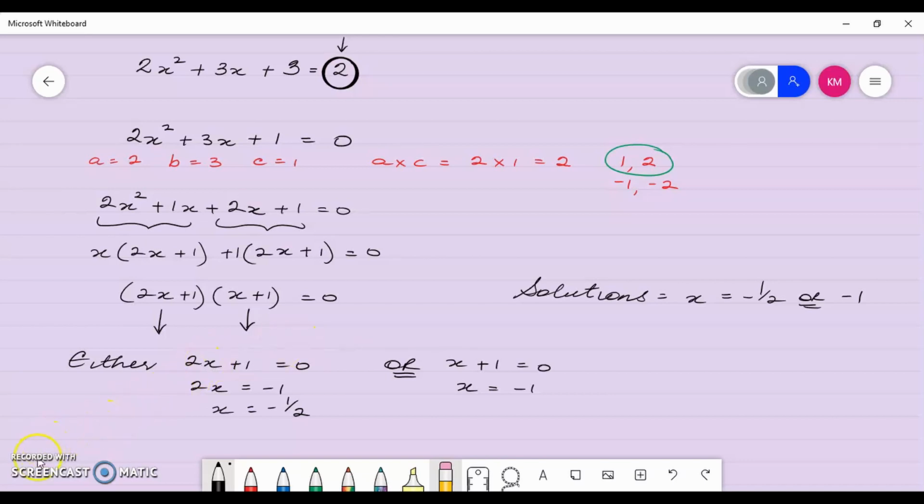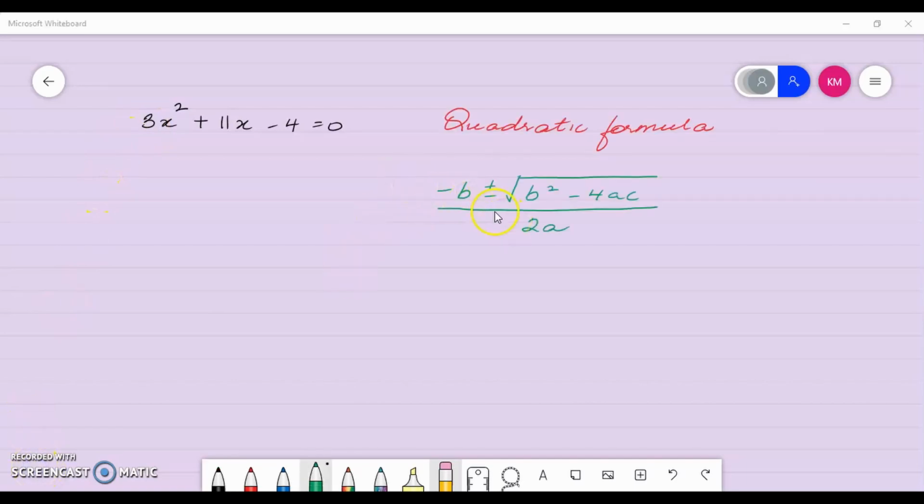Now let's move on to our quadratic formula. So we will take back our first equation that we had. It was 3x squared plus 11x take away 4 is equal to 0. Now our quadratic formula is negative b plus or minus the square root of b squared subtract 4ac all divided by 2a. This formula is used to solve a quadratic equation. Remember, we can list out what a is, what b is, and what c is. And all we need to do is substitute those values into our formula.